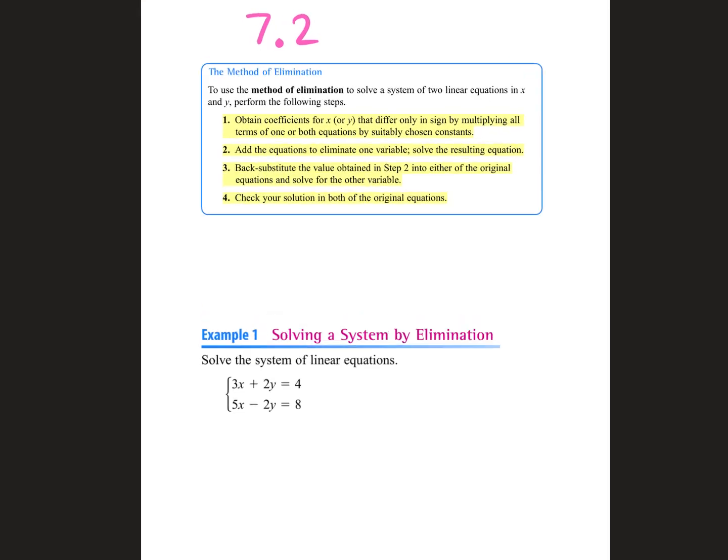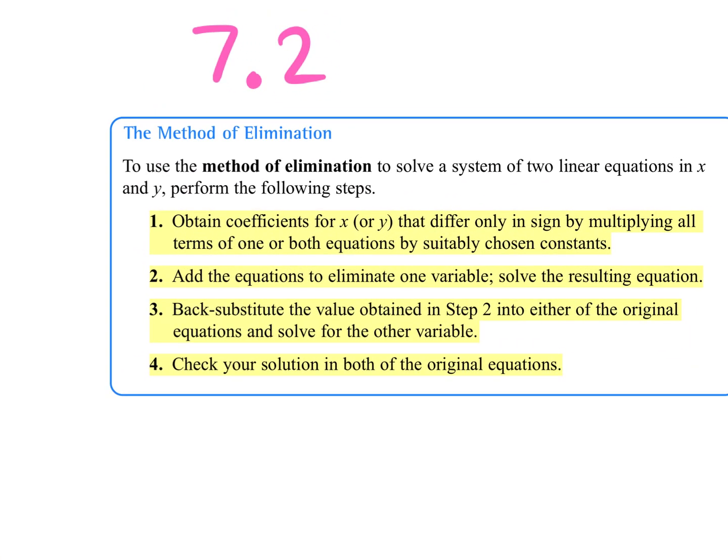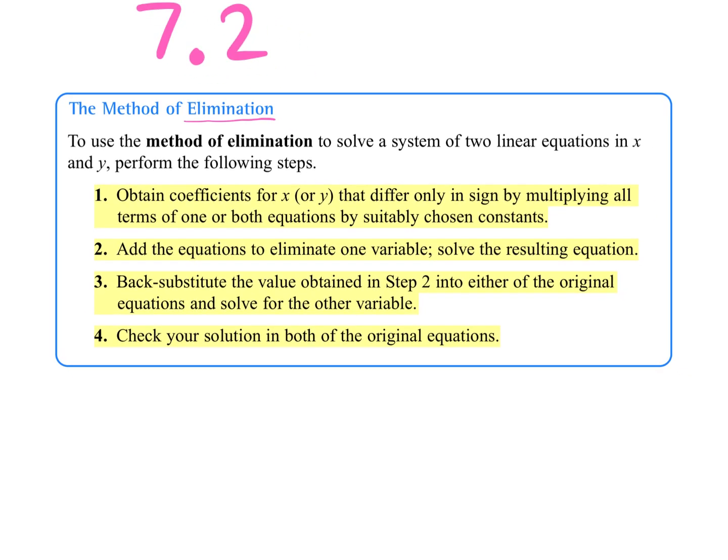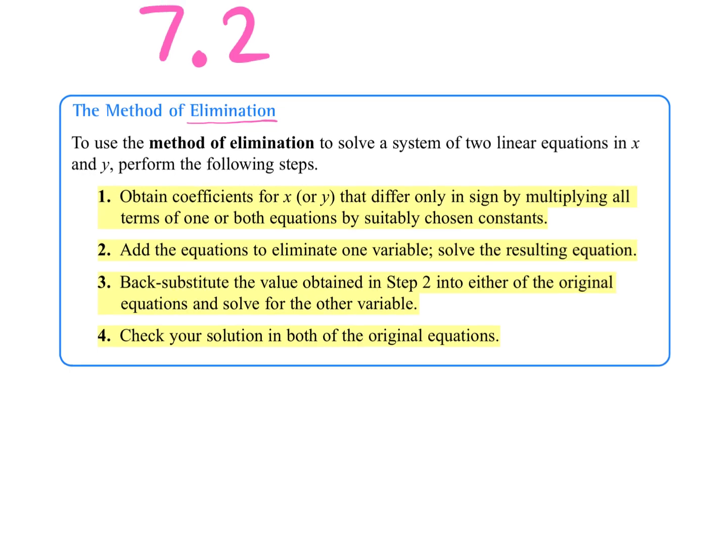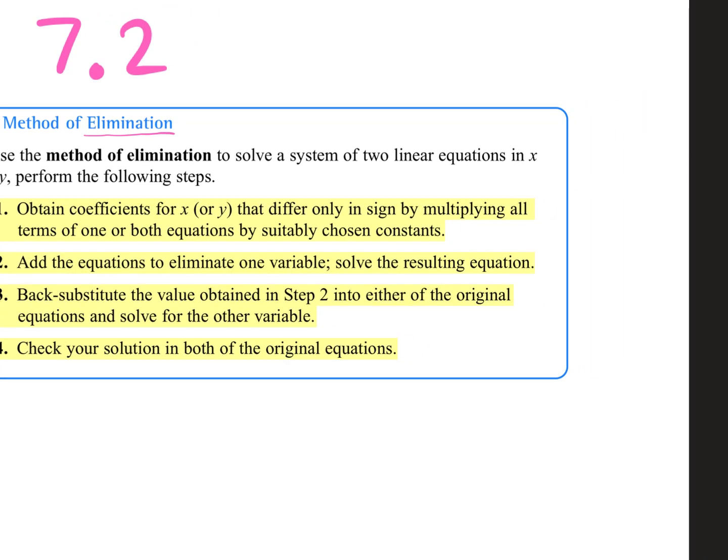All right, 7.2. We are solving systems of equations using elimination today. So elimination, we have to follow the steps to obtain coefficients for x or y that differ only in signs by multiplying all terms of one or both equations by suitably chosen constants. So, in other words, we need the same number but opposites for each variable. So if I have a 2x, I would need a negative 2x in order for them to cancel out.